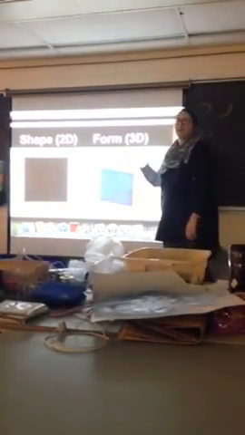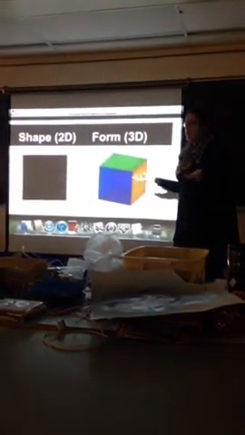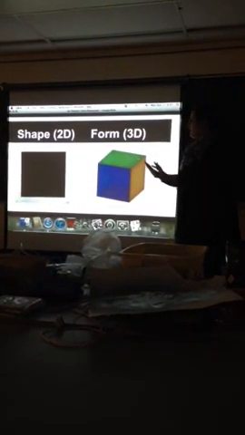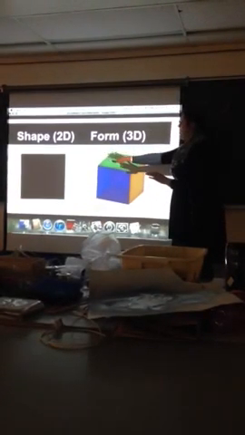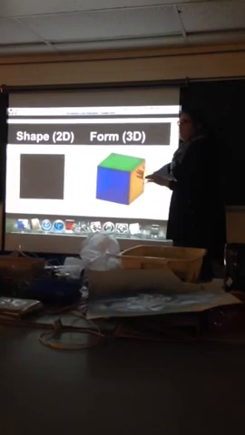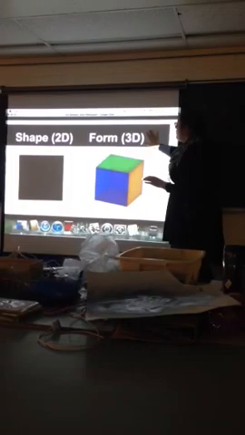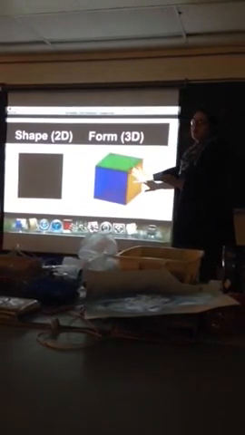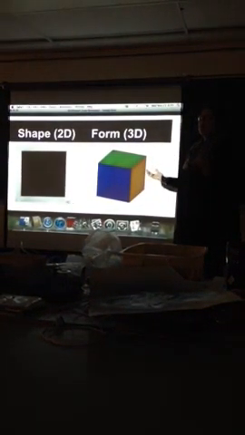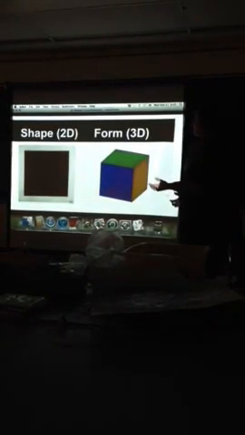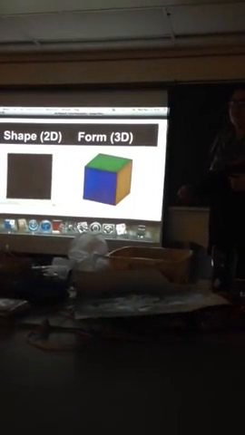Shape would be two-dimensional. Something like a drawing, if it's a flat drawing, like this. This is just a square. This is a cube. Yes, form is 3D. So that's what we're talking about when I say form. I mean three-dimensional objects. Does that make sense? Yes? 2D is shape, 3D is form.